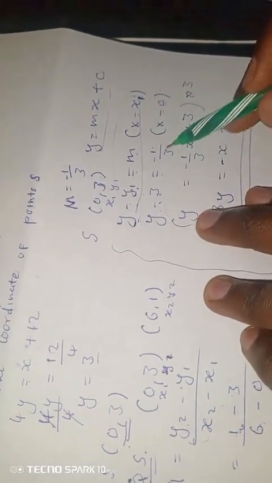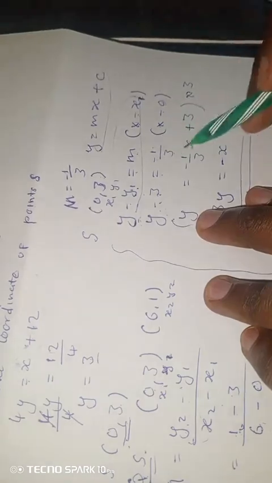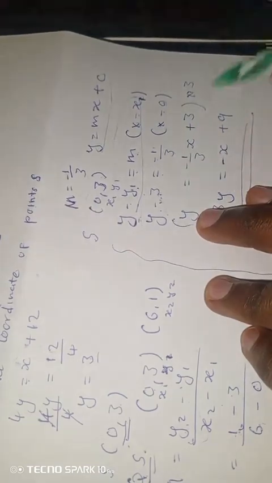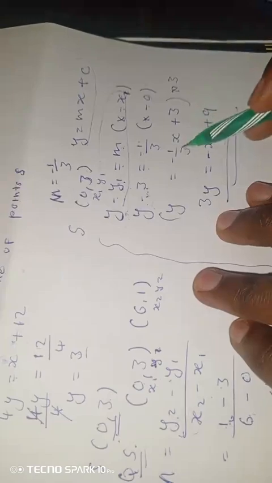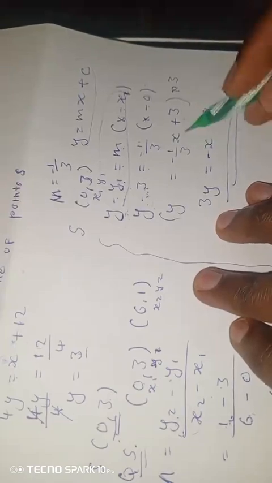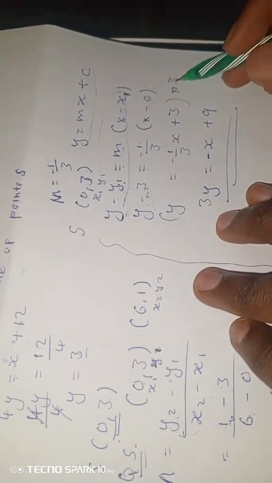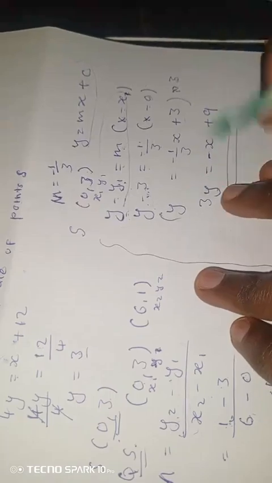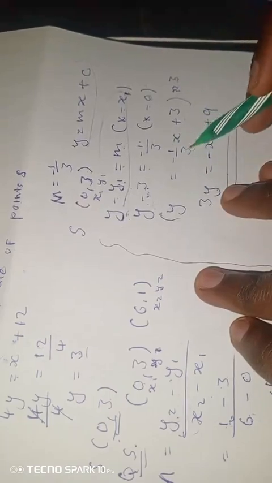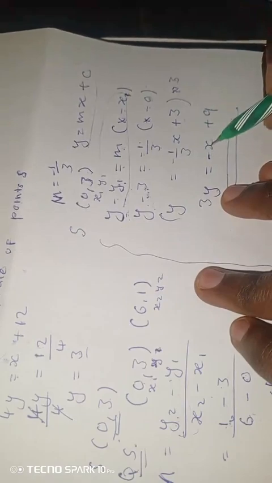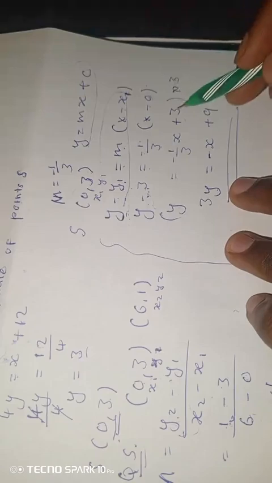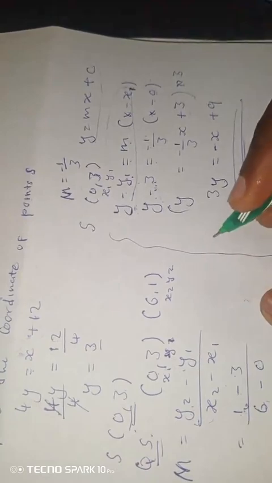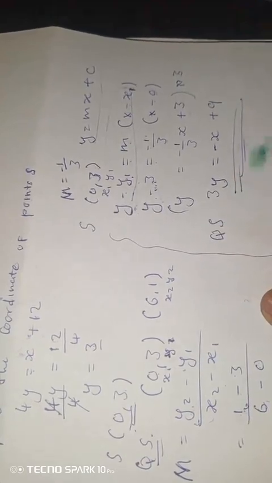Then here we multiply this by this, we'll have this. Since this one was negative, when it goes to the other side it becomes what? Positive. Then we don't want to leave our answer in fraction, so we'll multiply by 3 throughout. So 3 times y is 3y. 3 times negative 1 over 3 x is just negative x, plus 3 times 3 is 9. So this is the equation for QS.